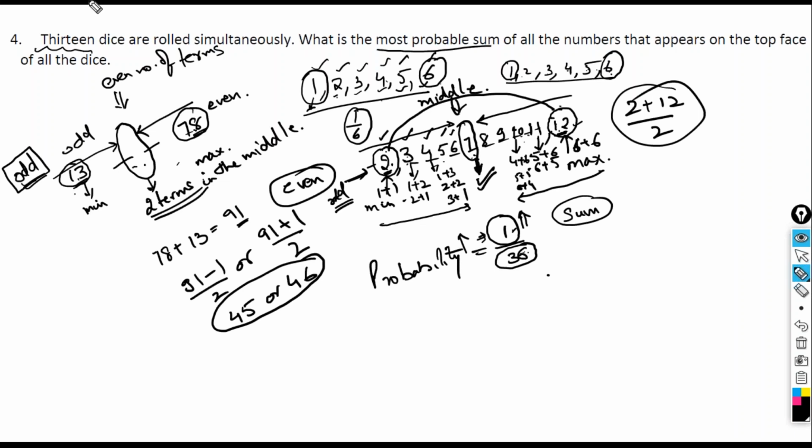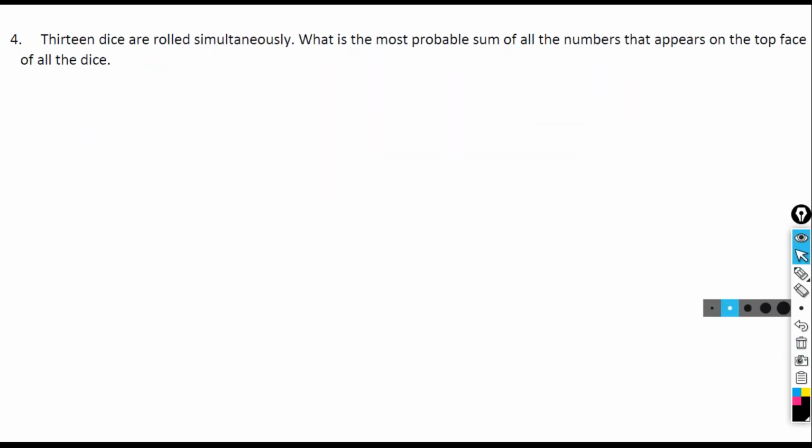Good, Shubhadeep, good. Okay, so let's move on to the next one. Let's do one more question here. Instead of 13, let's make it 20 now. Be quick, tell me the answer.